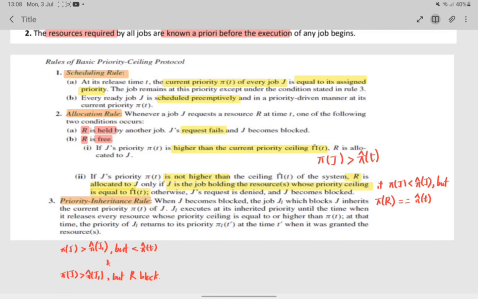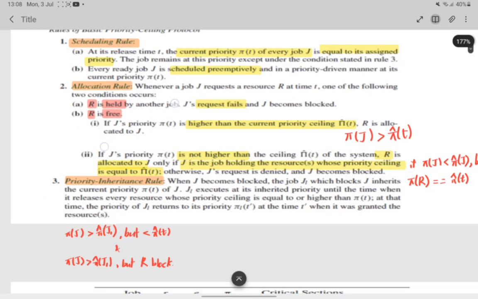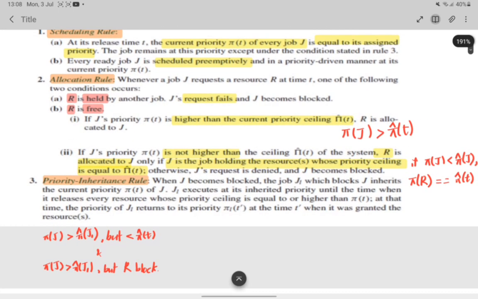Next is the allocation rule. When a job requests a resource, one of the following will occur. First, the resource is held by another job, which means the resource being requested is used by another job, so the request will fail and the job becomes blocked. Second, the resource is free, which means no job is requesting or using the resource.